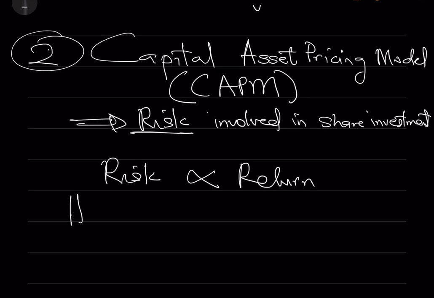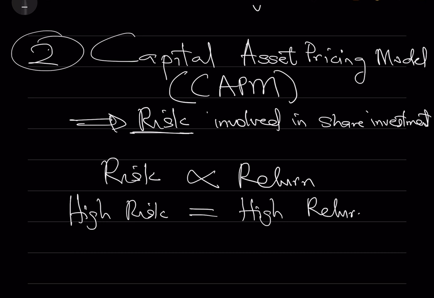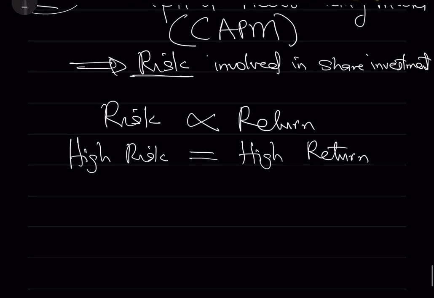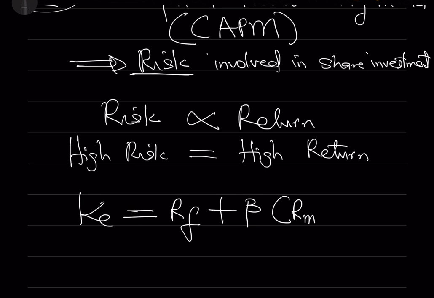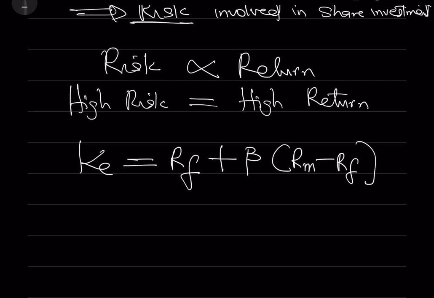So when you take high risk, you should get high return. And that is why the CAPM formula says that the cost of equity, remember, which is the same thing as the rate of return required by the investors, equals the risk-free rate return plus beta into bracket market return minus risk-free rate. And I will explain each of these terminologies. So this is the capital asset pricing model formula, which we'll be using to calculate the cost of equity.